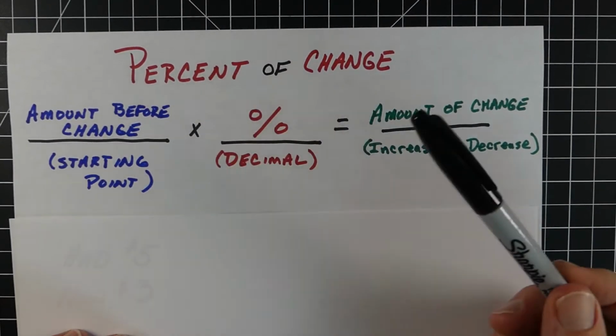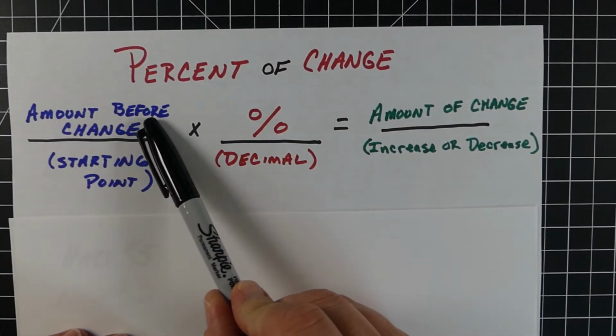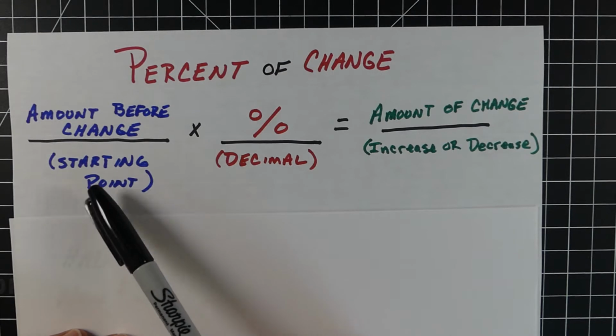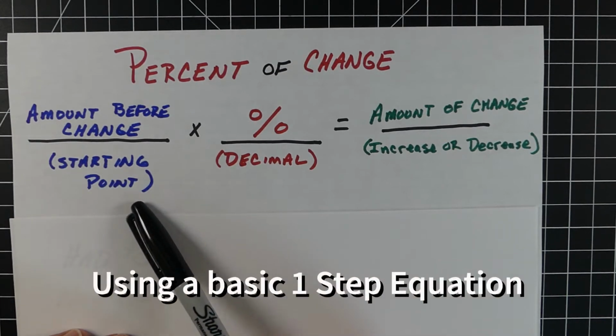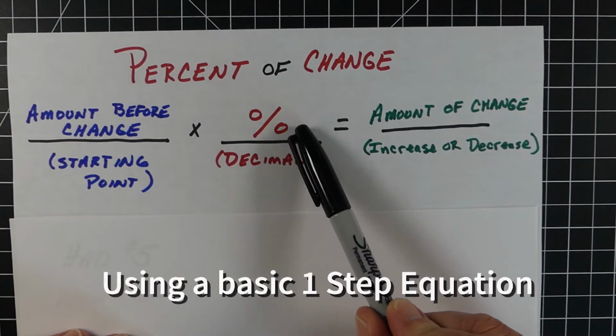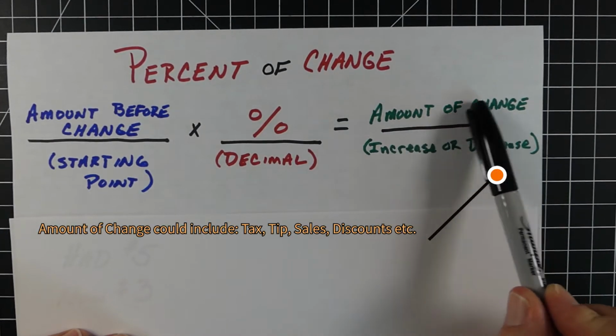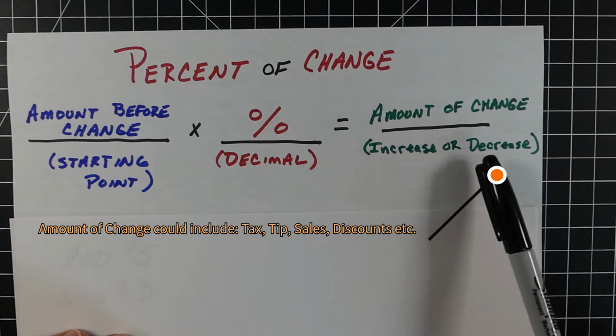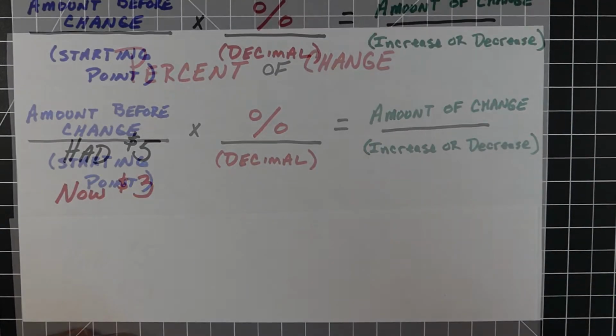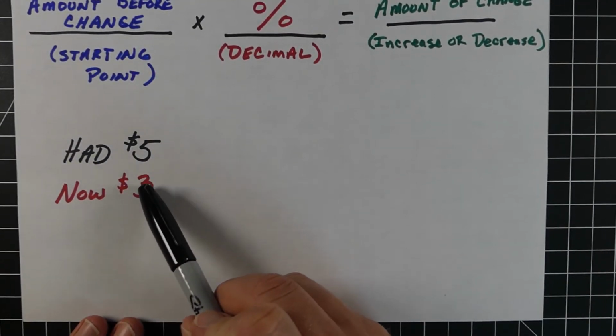So first of all, when you look at this, finding percent of change, there's three key parts. First of all, we have the amount before change, kind of like the starting point. The second part is the percent, which we're going to have written as a decimal. And the final part is the amount of change. How much does something increase or decrease? It could be tax, tips, all kinds of stuff.